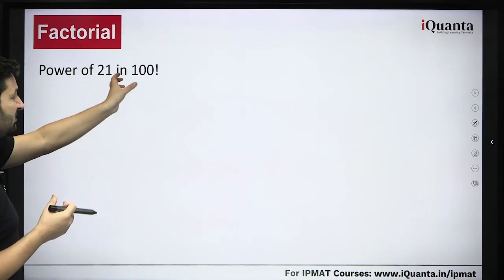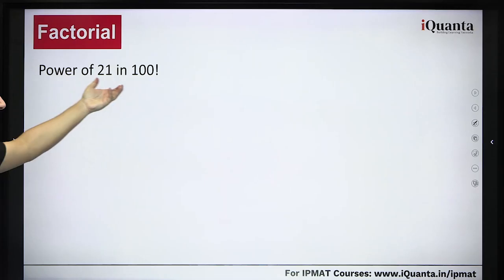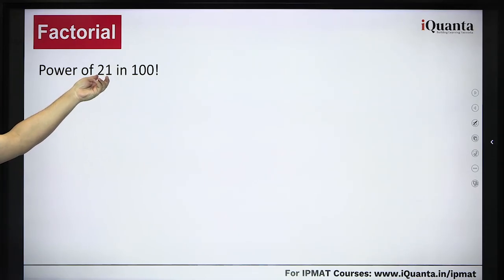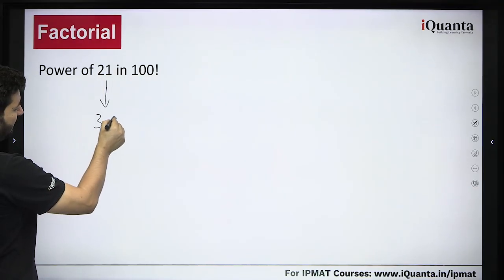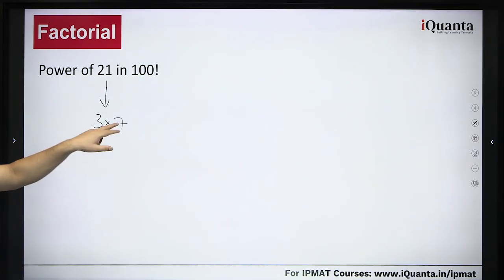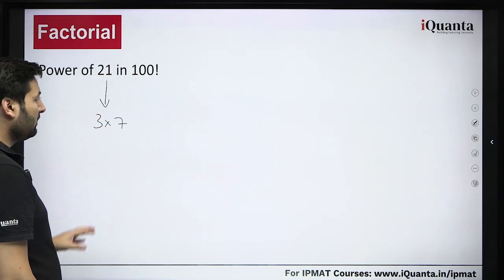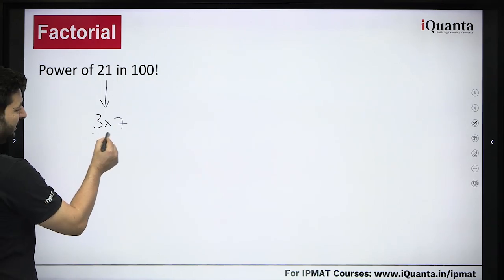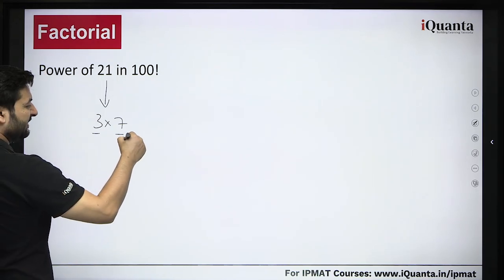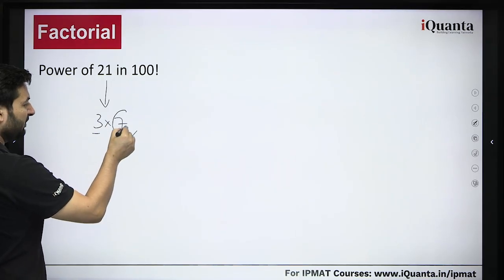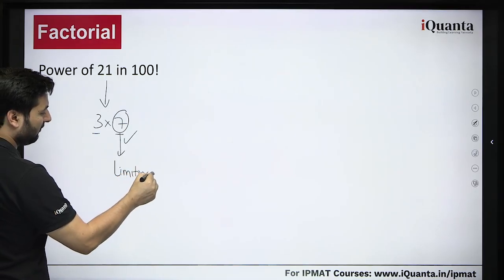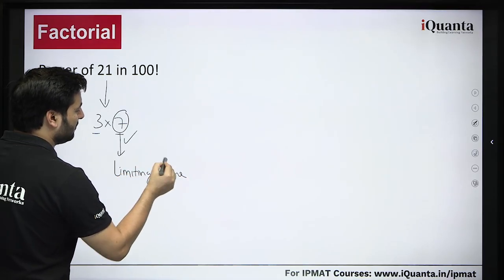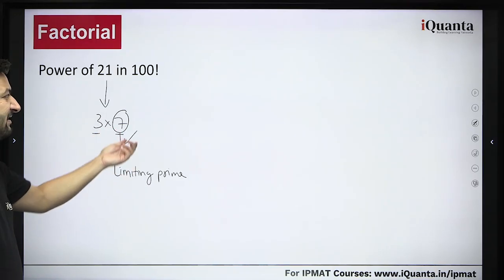So whenever you have a number which is non-prime like 21 and you have to find out its power in 100 factorial, what will you do? You will first write down the prime factorization of 21. 21 can be written as 3 into 7. So it's basically a product of just 2 primes, isn't it? Now tell me, among 3 and 7, which one is bigger? 7 is bigger, right? The bigger prime in such cases is always called the limiting prime. Why? See. And we will use 7 to calculate the power here.